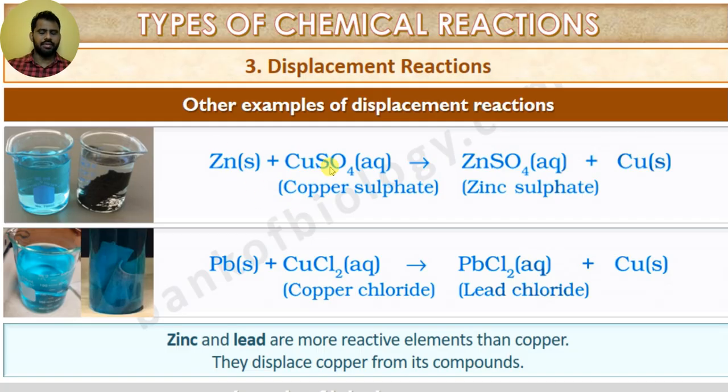Zinc metal reacts with CuSO4, copper sulfate solution, blue in color. Zinc reacts with it. Zinc sulfate is formed plus Cu. The color has changed from copper sulfate to zinc sulfate plus Cu. Pb, which is lead, reacts with CuCl2, copper chloride. We get lead chloride formed plus Cu. Zinc and lead are more reactive elements than copper. They displace copper from its compounds. Okay, I hope this is clear till here.